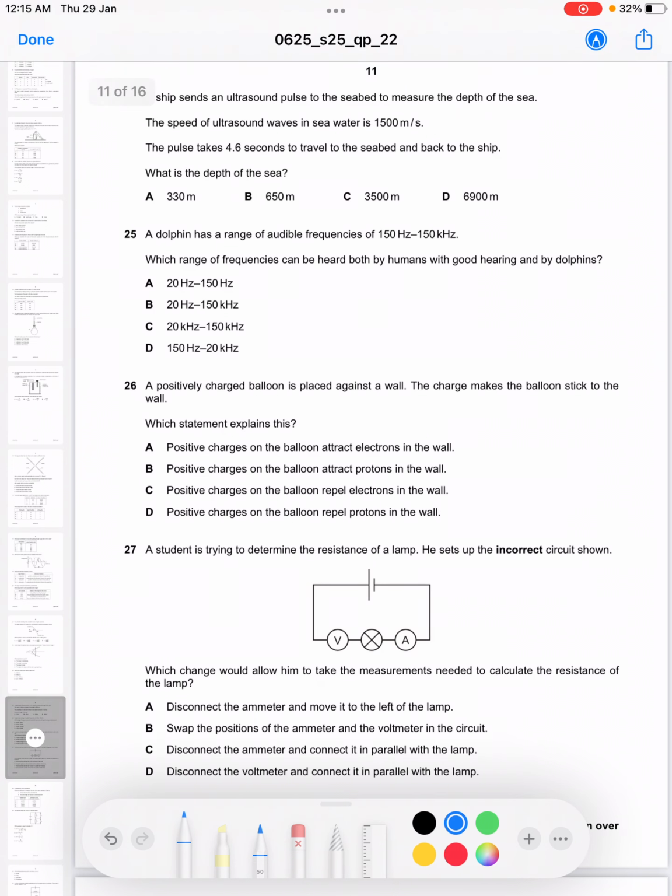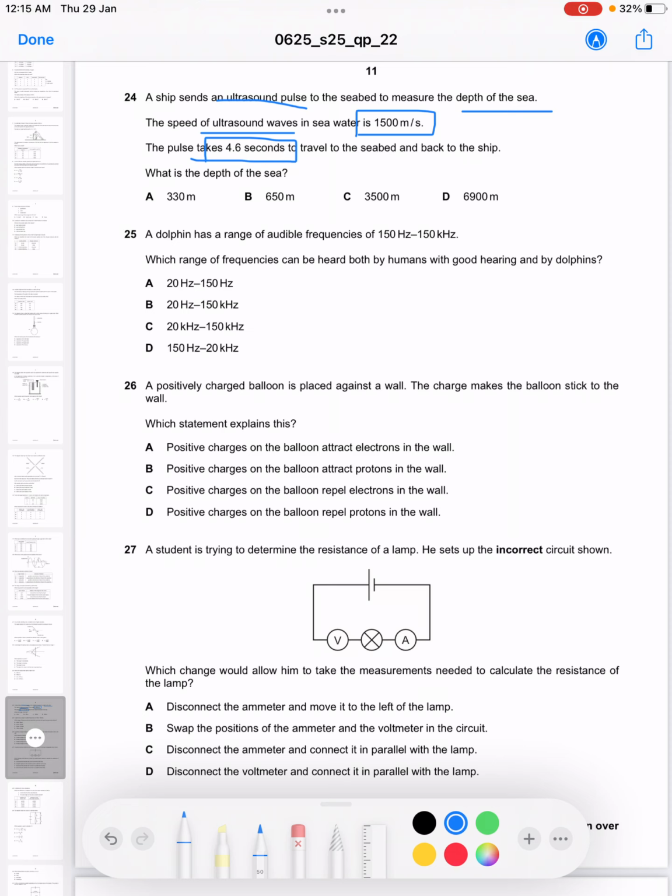Let's read the question. A ship sends an ultrasound pulse to the seabed to measure the depth of the sea. The speed of the ultrasound wave in the sea level is given, right? And the pulse takes 4.6 seconds to travel to the seabed and back to the ship.